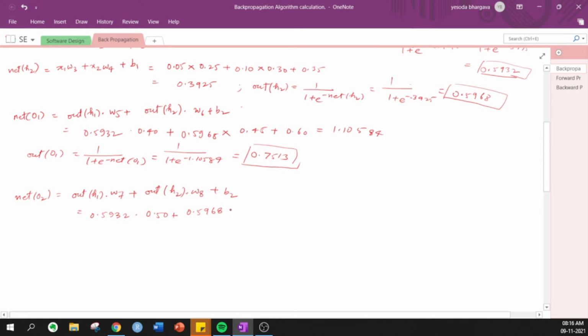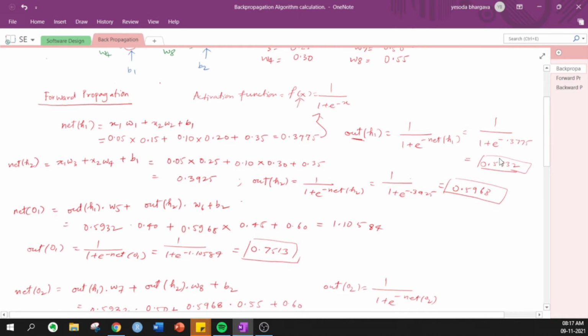So moving forward with computation of O2. This activation value is 1.22484, and the output of O2 is 1 upon 1 plus e raised to power minus 1.22484. This comes out to be 0.7729. So this is the first iteration of the forward propagation.